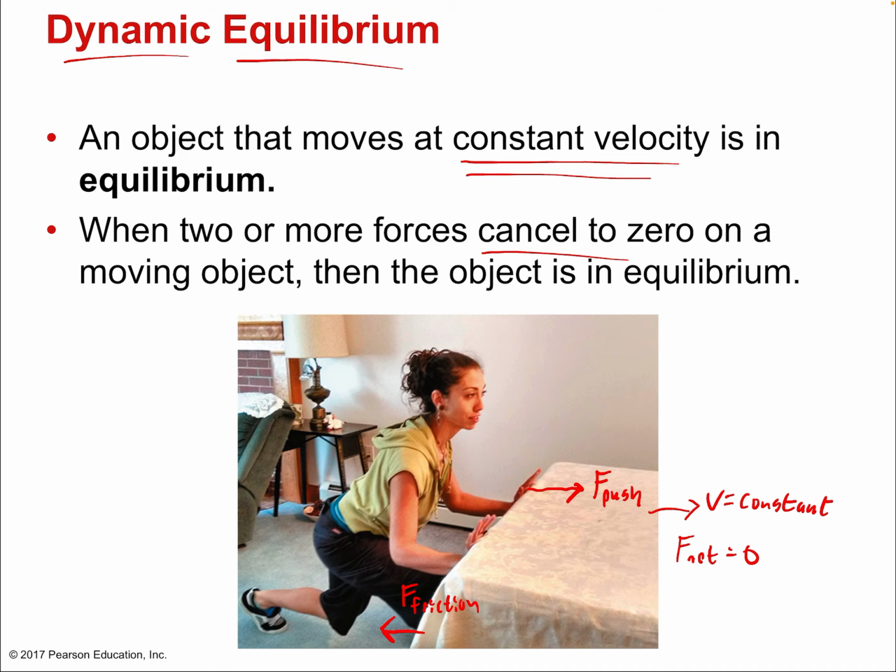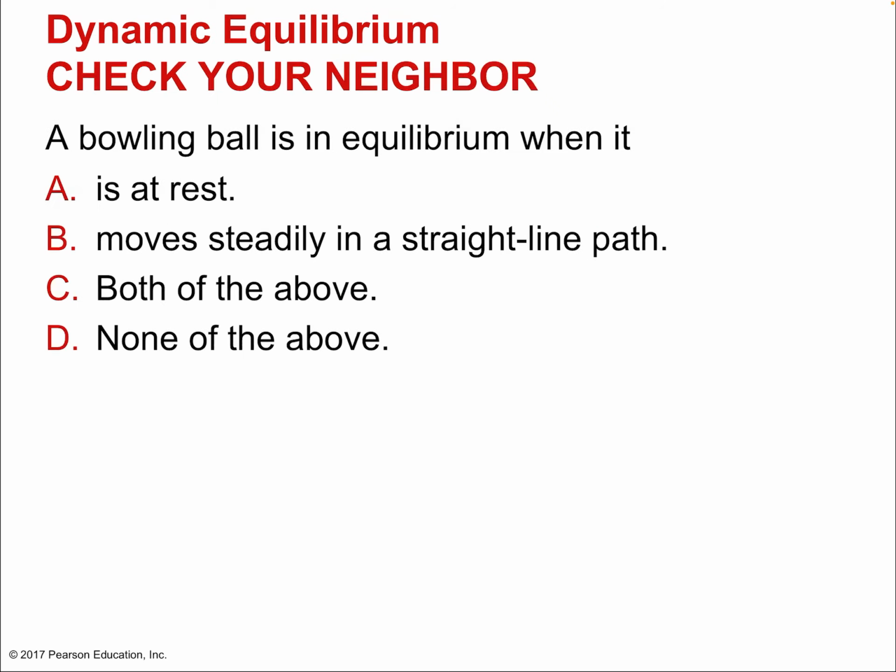So you had to push a little bit more at first, but then you could continue to push with a little bit less to keep it moving, okay? So the bowling ball is in equilibrium when what? When it's at rest? When it moves steadily in a straight line path? Both or neither of those equilibrium?